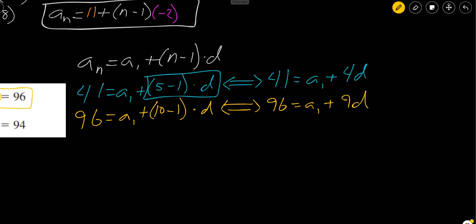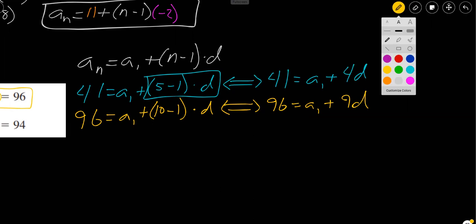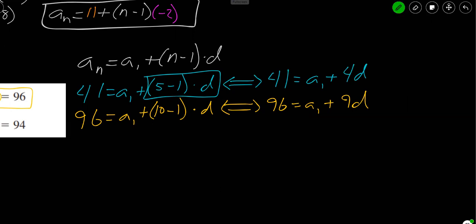All right, so I've got two equations and two variables that I don't know. I don't know A1 and I don't know d, but what I can do now is set this up like a system of equations and subtract one equation from the other. They're stacked this way, so I'm just going to subtract the bottom from the top. So I'm subtracting 96 from 41. That's technically a subtraction problem, I guess. So I'm going to do 41 minus 96. It's going to give me a negative 55.